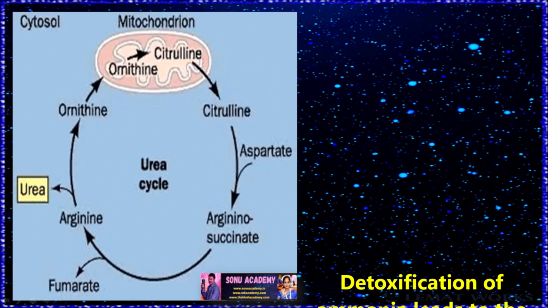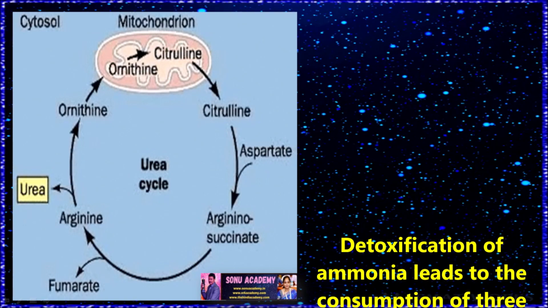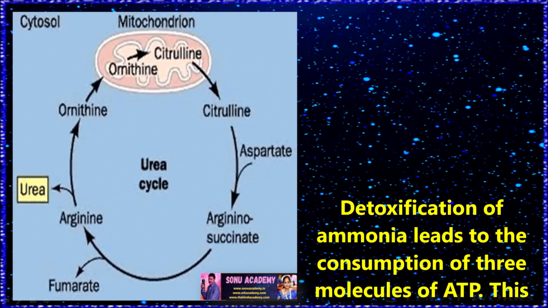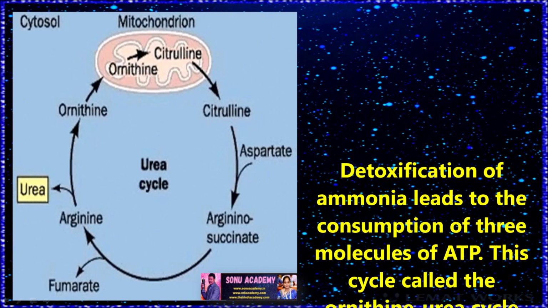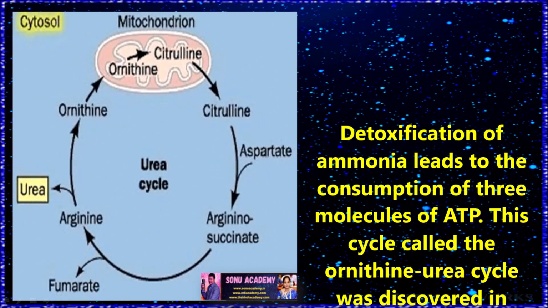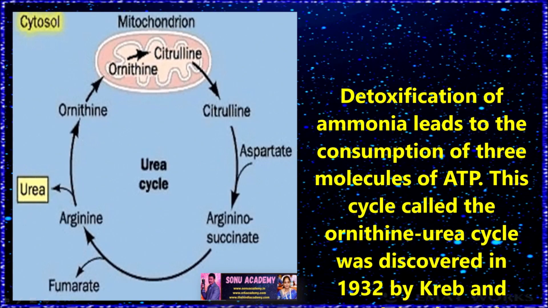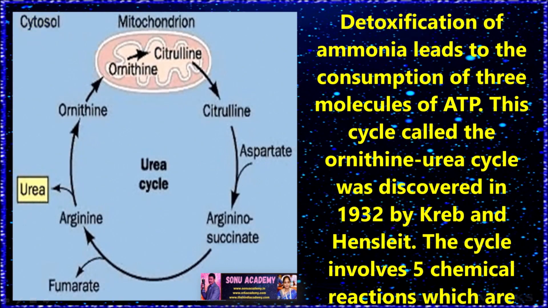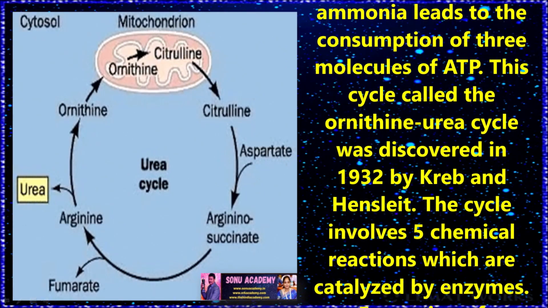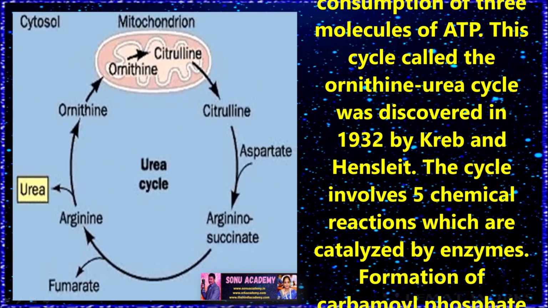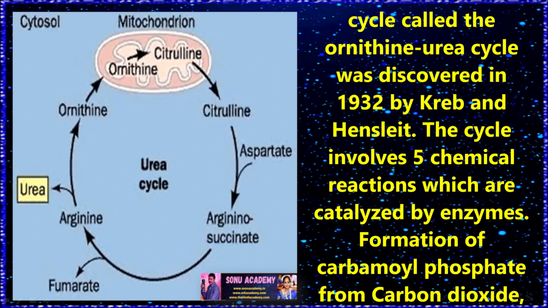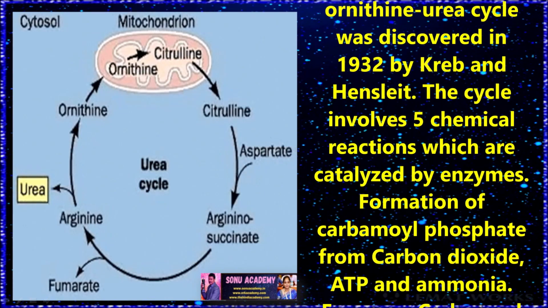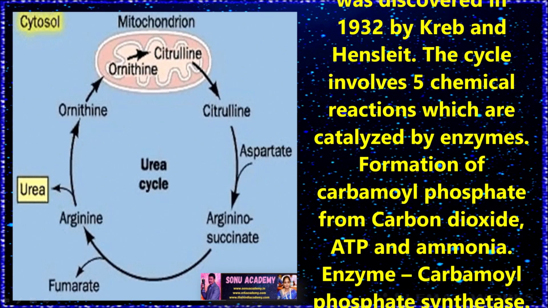Children, now let us discuss what the ornithine or urea cycle is. In the ornithine or urea cycle, detoxification of ammonia leads to the consumption of 3 molecules of ATP. This cycle is called the ornithine urea cycle, and it was discovered in 1932 by Krebs and Henseleit. The cycle involves 5 chemical reactions which are catalyzed by enzymes.